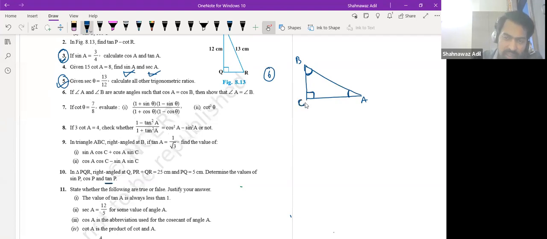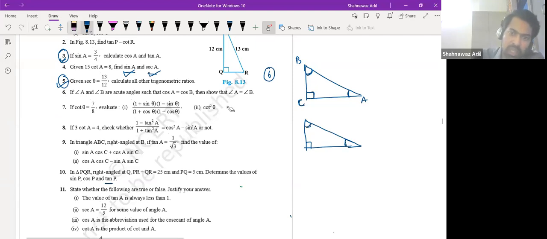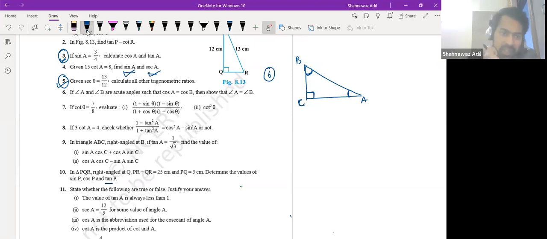Is this thing clear? Because in the right angle triangle, one angle is 90 degrees and the rest are smaller than 90 degrees. They are acute angles. So in this question, A and B are acute angles. And now what is given?